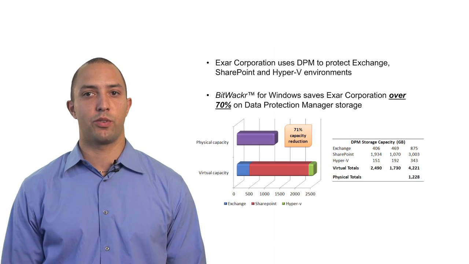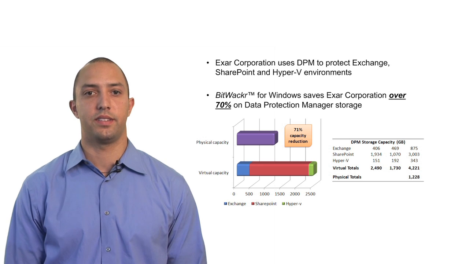The amount of storage capacity you will save will vary depending on the applications and types of data that are being protected by DPM. For example, Exar's IT department uses DPM to protect their Exchange and SharePoint servers and data. We also use DPM to protect our Hyper-V environments. Exar's IT department enabled their DPM server with BitWackr for Windows and has seen savings of over 70% in storage within just a few months.